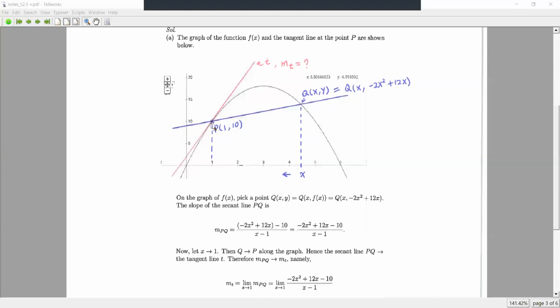Now I join point P and point Q with a line. About this line, I know two points on it, point P and point Q. So I can write down the slope of this line by the slope formula. By the slope formula, the slope of the line PQ is y2 minus y1. y2 is f of x, y1 is 10, over x2 minus x1. x2 is x, x1 is 1. Remove the parentheses, then we get the slope of the line PQ is this. This depends on variable x.